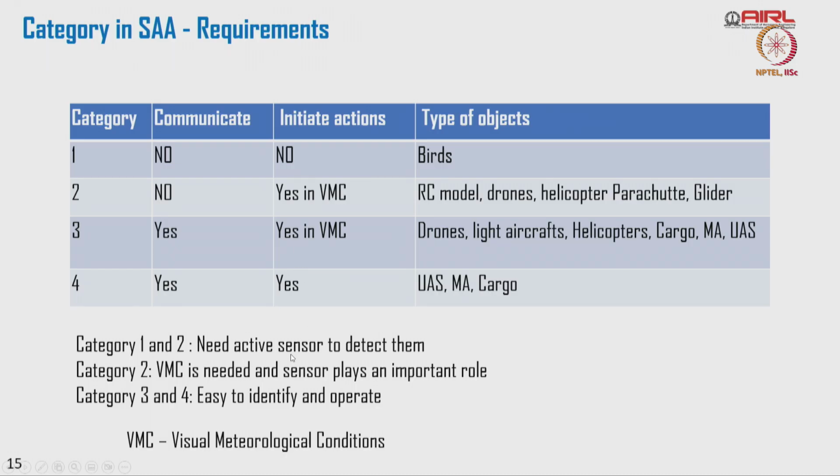Now, category 1 and 2 need active sensors to detect them. For category 2, if you look at it, visual meteorological condition is needed. So sensors play an important role. If you look at categories 3 and 4, to some extent you can communicate with them and take a self-aware maneuver. So categories 1 and 2 become very critical, because there is no way we can communicate, and we do not know whether they can take any action or not. So sensors play an important role in navigating around them.